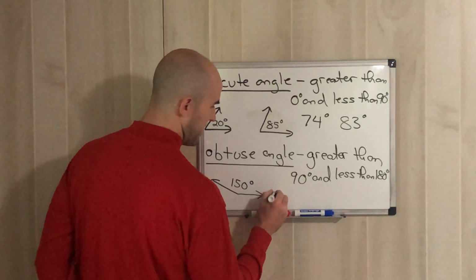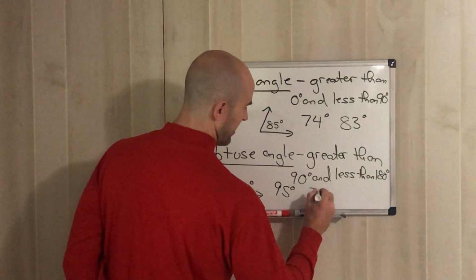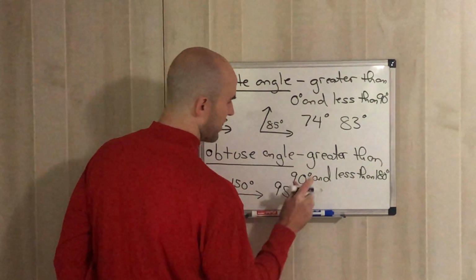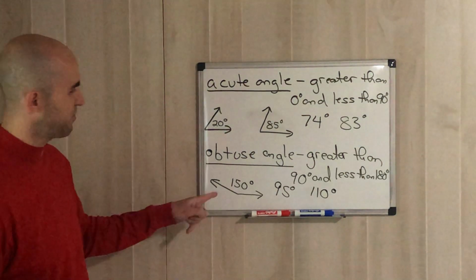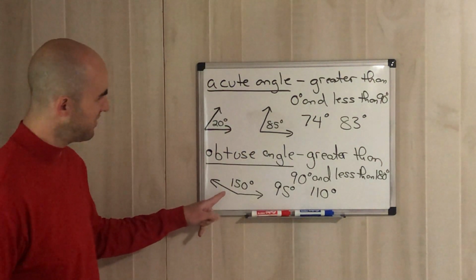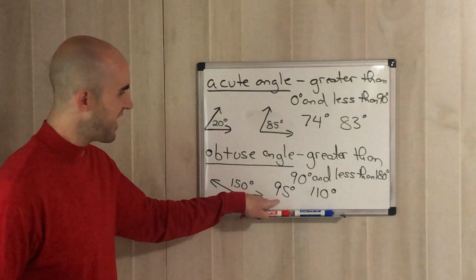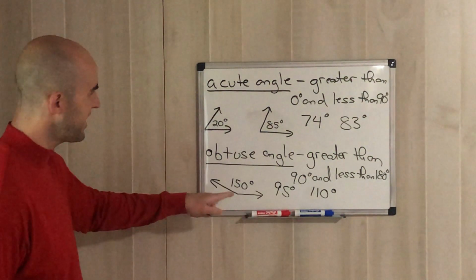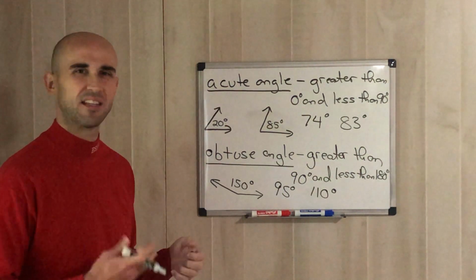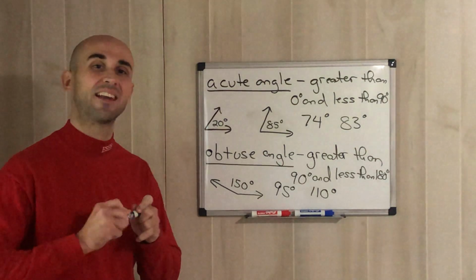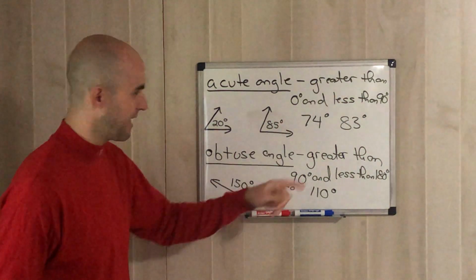Something that would be, let's say, 95 degrees, something that is 110 degrees. All of these are obtuse because, again, when it's an obtuse angle, it's always greater than 90 and less than 180. They're all obtuse. If it's less than 90, and that's the number you always want to think of, it's acute, right? If it's greater than 90, it's obtuse.